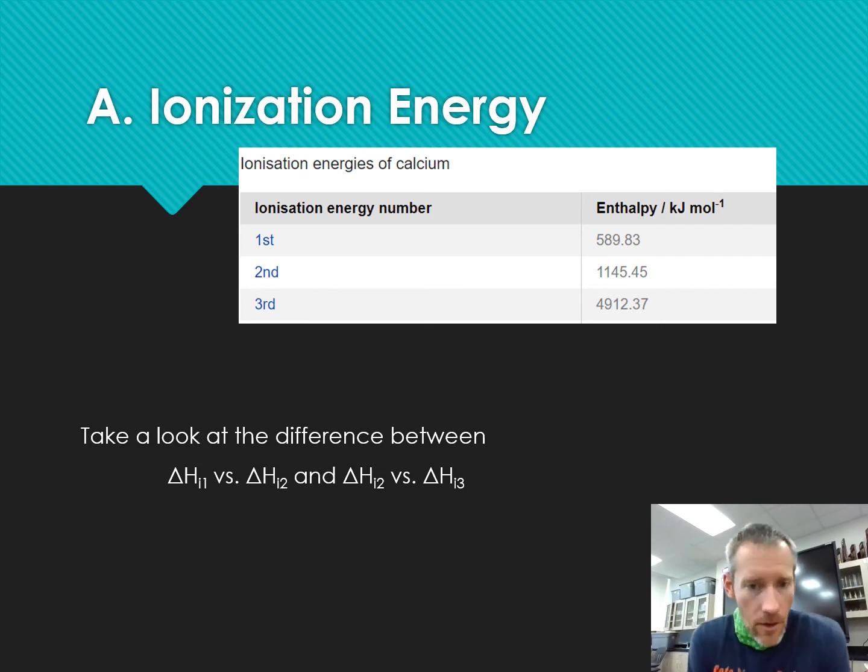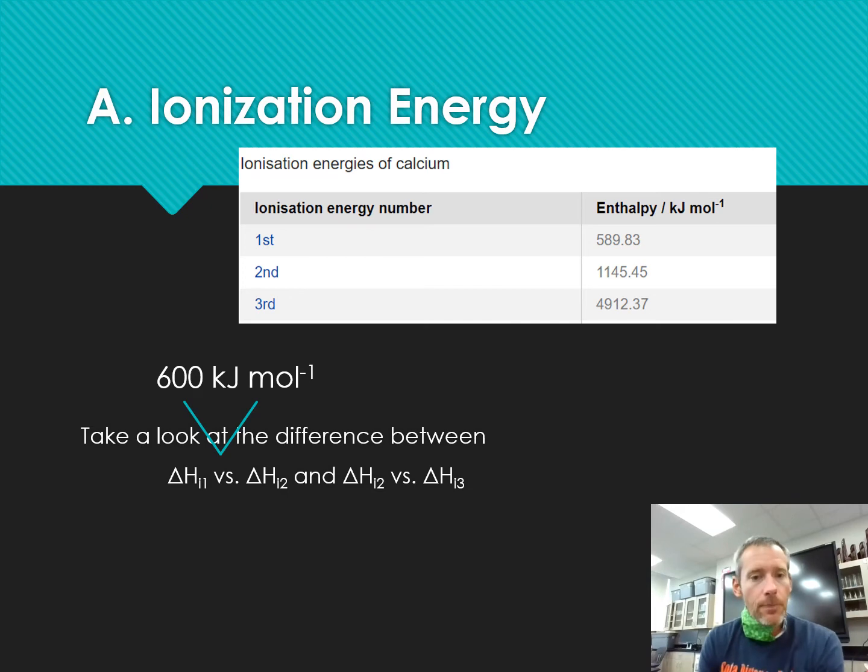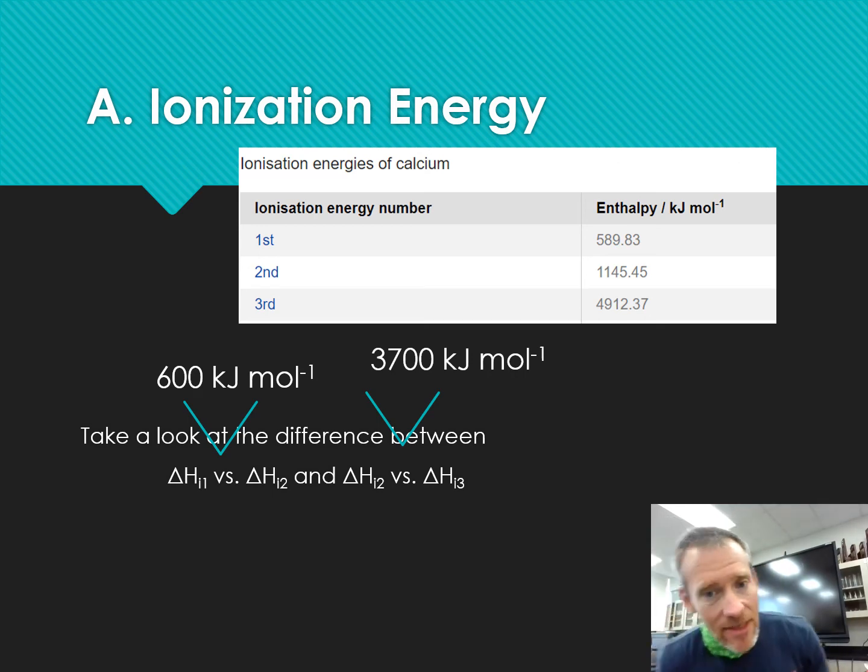All right, so let's look again at this difference between ionization 1 and ionization 2 versus ionization 2 and ionization 3. Between 1 and 2 it's only about 600 kilojoules of energy to remove the electron. But between 2 and 3, it took 3,700 kilojoules of energy. So a tremendous amount of difference.